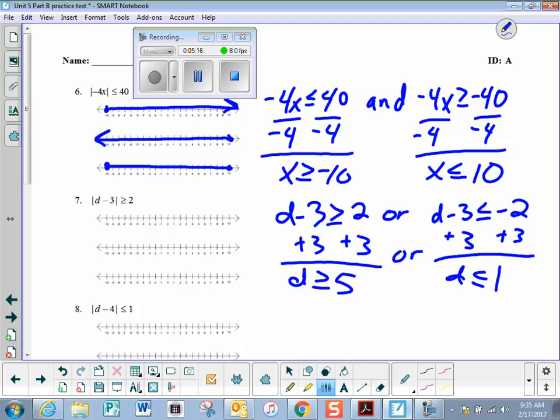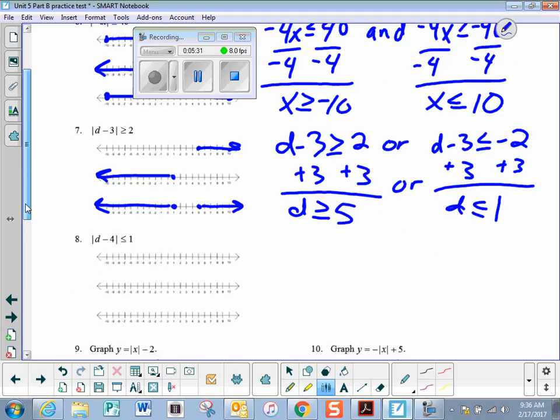What does that look like? D is greater than or equal to 5. D is less than or equal to 1. And then it's a combination of the two graphs. One or the other is shaded here and here.